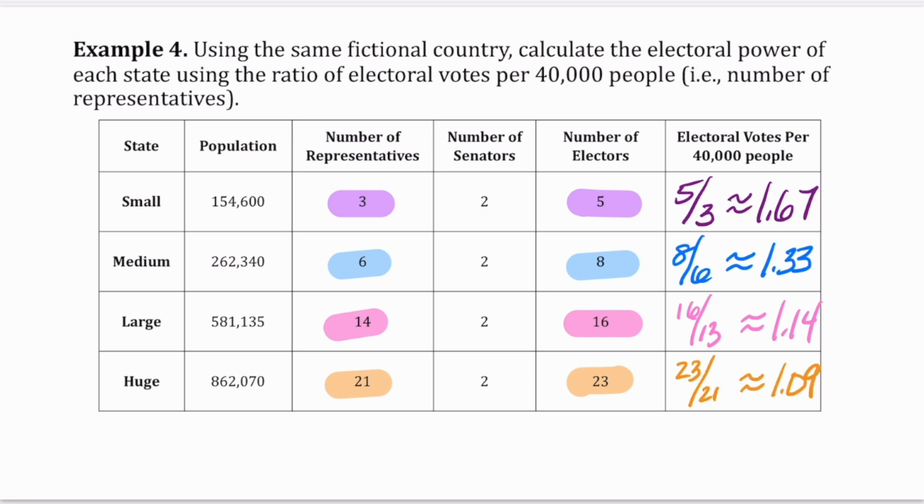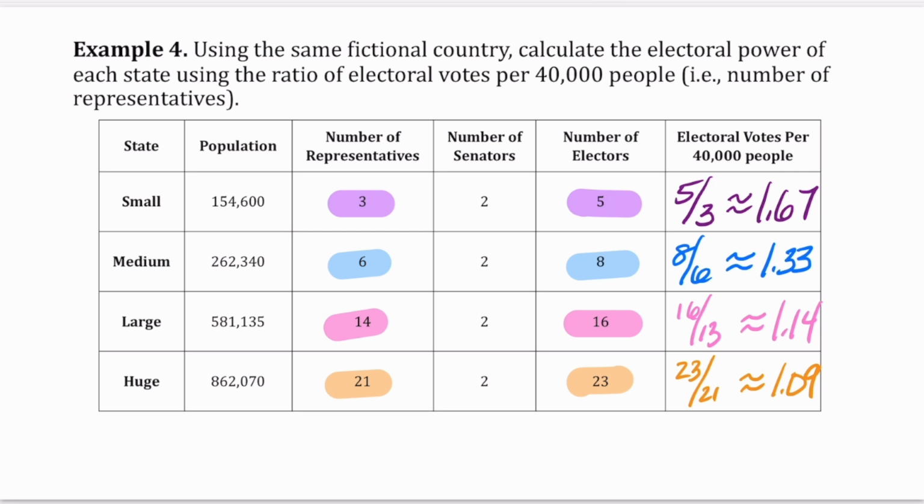So which state has the highest electoral power? Looking at our chart, we can see that the largest number is 1.67, giving the smallest state the highest electoral power. This is part of the design of the Electoral College. The founders from small states were concerned that their votes would not matter.